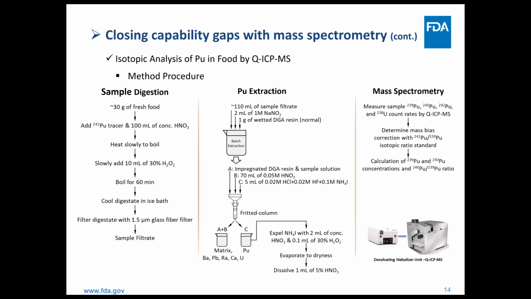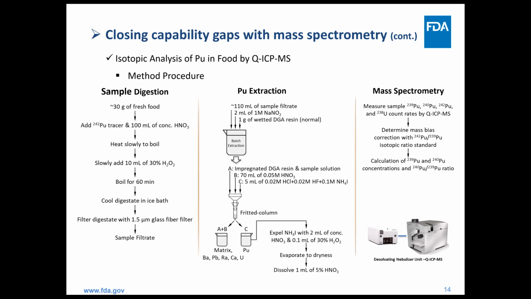To convert the food into a 30-gram sample, it has to be solubilized after being ashed and spiked with plutonium-242, and then add nitric acid and then hydrogen peroxide. And then the plutonium will go into the solution, and we extract plutonium from the food matrix with the DGA resin. And we also add sodium nitrite, so it can take care of the oxidation states of the plutonium.